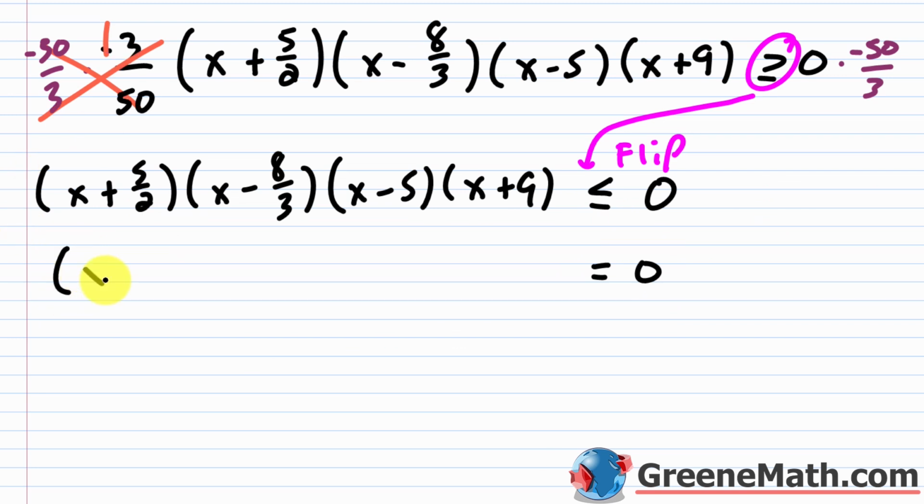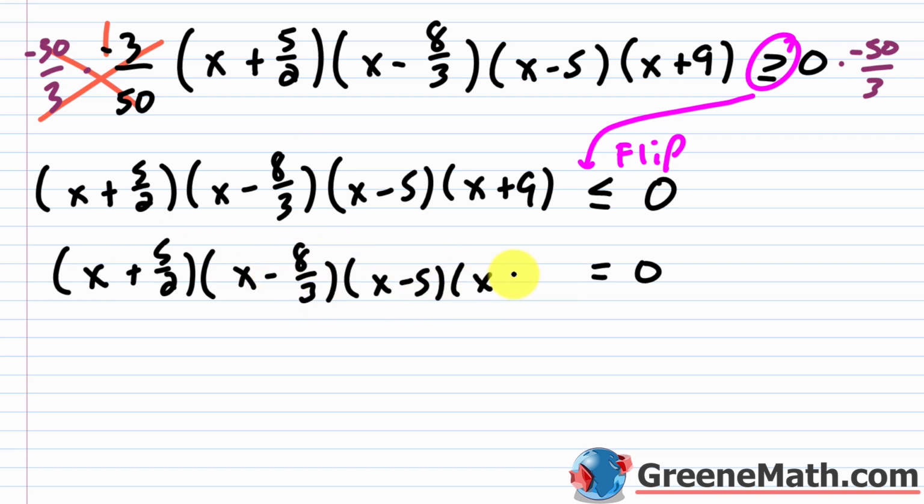And this over here again would be x plus 5 halves. Let me fix that. Then times x minus 8 thirds. Then times x minus 5. Then times x plus 9. So all I want, again, are the x-intercepts. Let me write out x-intercepts here.